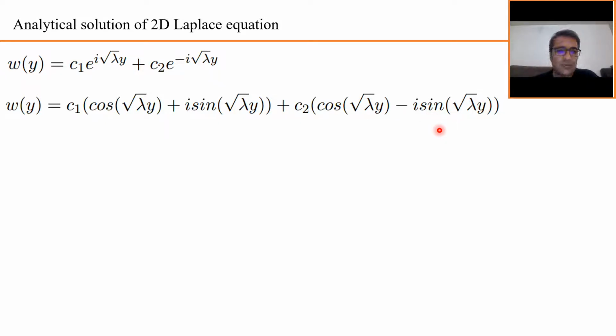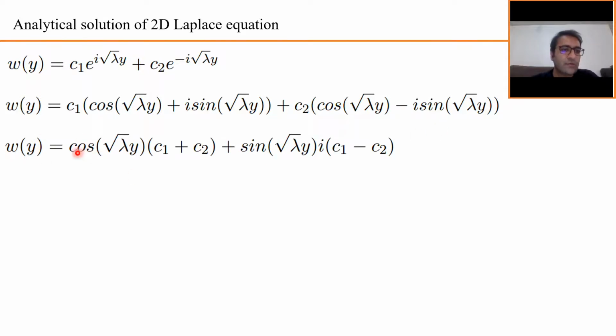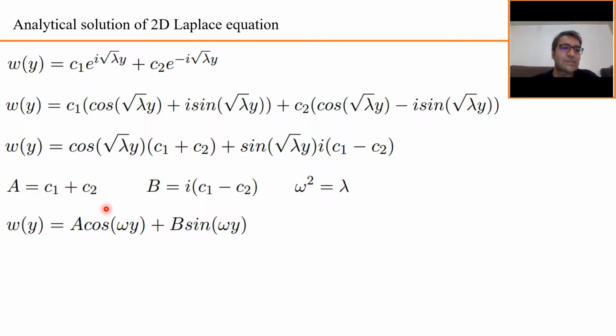If I simplify it more, I have cosine square root of lambda y multiplied by c1 plus c2, plus sine square root of lambda y multiplied by i c1 minus i c2, and I bring this i out of the parenthesis. And again, if I define the new parameters a equal to c1 plus c2, b equal to i c1 minus i c2, and define lambda as omega squared and substitute this here, I will end up with this equation: w(y) is a cosine omega y plus b sine omega y, right?